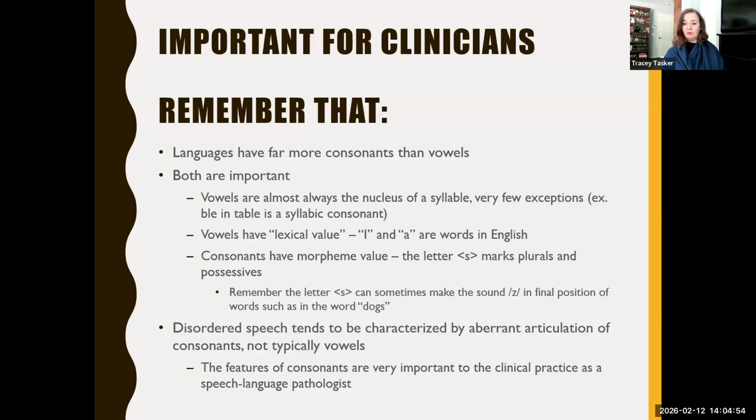But they do have what we call morphemic value. So they act as morphemes. Just as a reminder, we talked about this in the first lesson. Morphemes are what we can add. They could be free, so they can stand alone, or they could be added to add meaning to another word. So for example, the consonant S marks plurals and possessives.